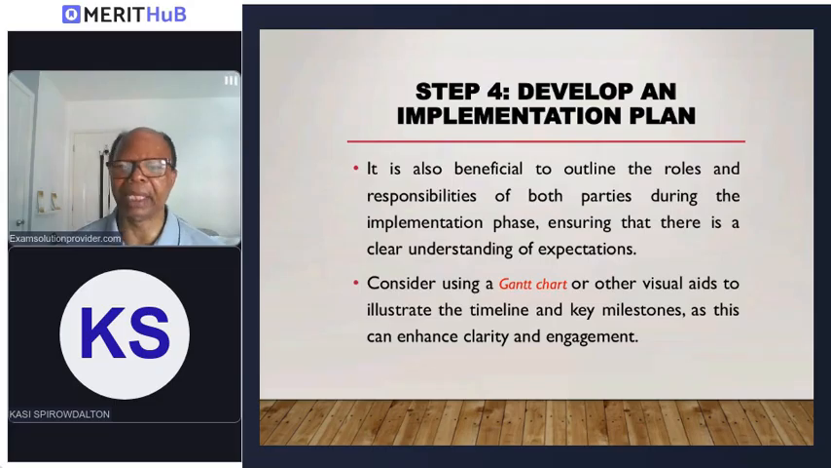Okay. So it is also beneficial to outline the roles and responsibilities. If you're going to include it, remember you need to also allocate resources. These resources are going to include people, so different groups of people that you need. So maybe you may need a nurse, an attendant, a cleaner, a dentist.